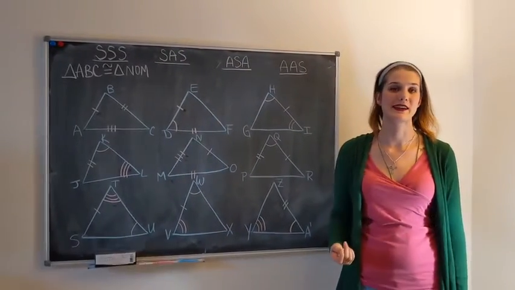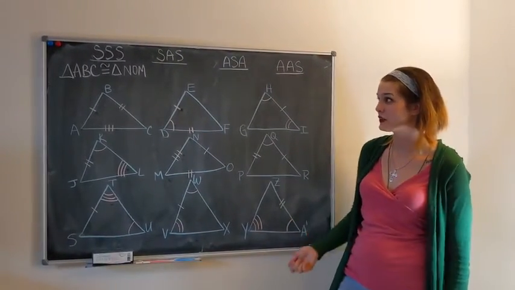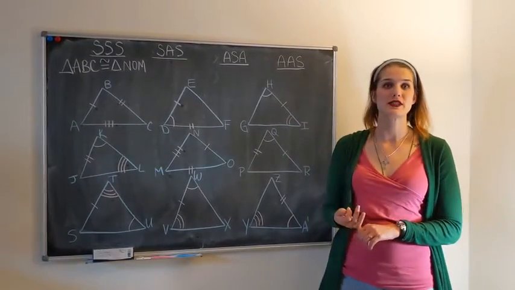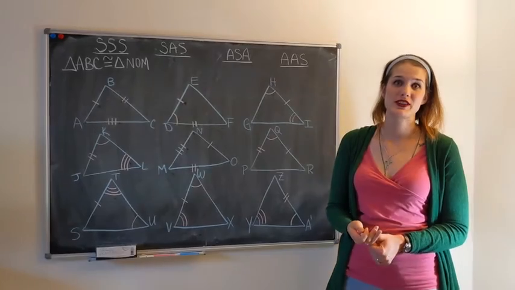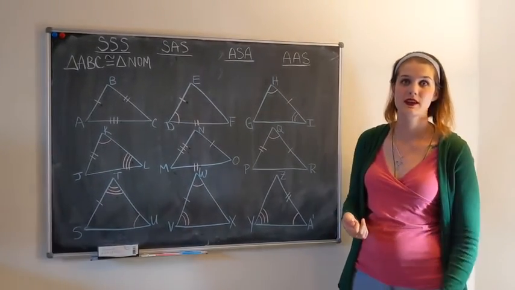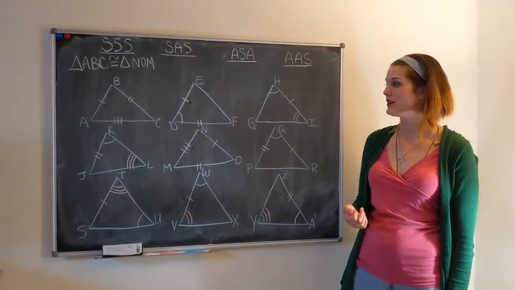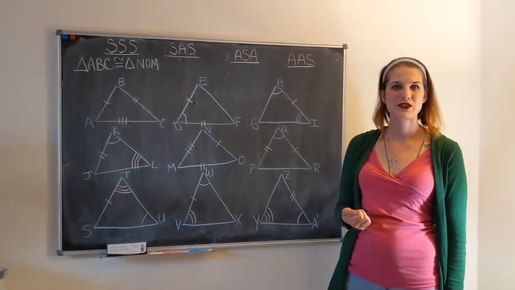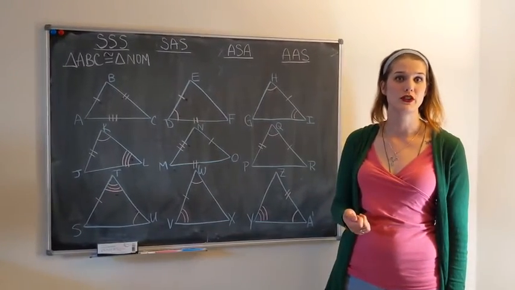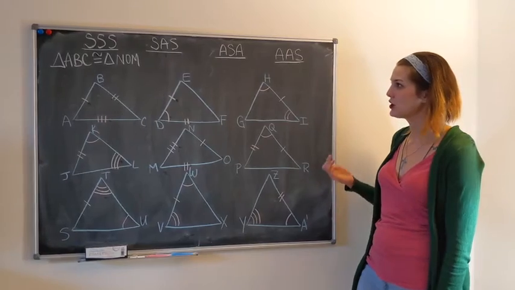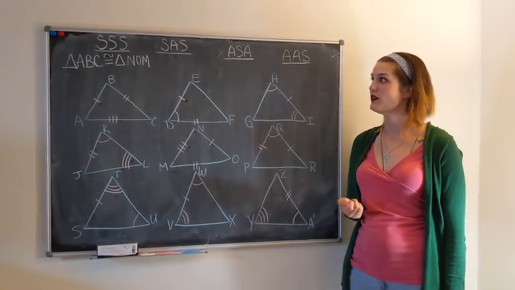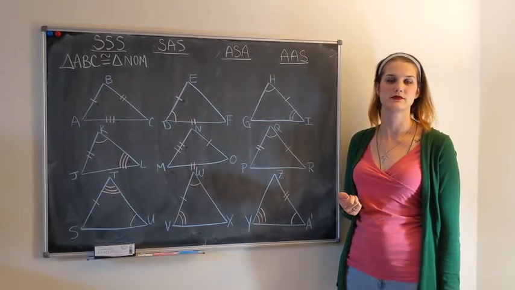Now let's move to our second congruence criterion, which is side, angle, side, abbreviated SAS. To use the side, angle, side congruence criterion, we need to know 2 pairs of congruent sides between our 2 triangles, and the angle between those 2 known sides in each triangle, those angles need to be congruent to each other as well. So take a moment looking at these 9 triangles, try and find 2 that we can say are congruent using side, angle, side.